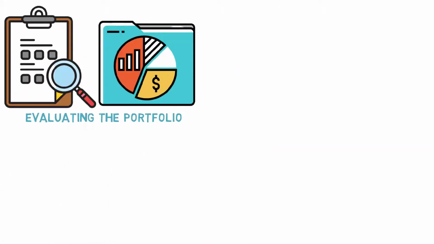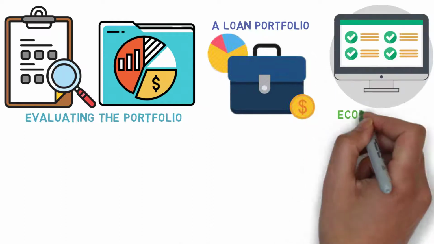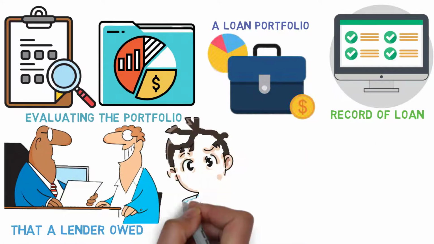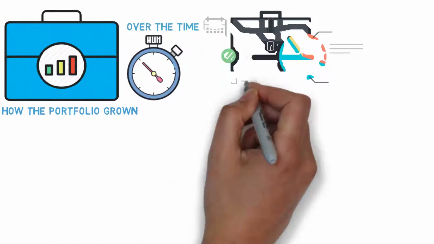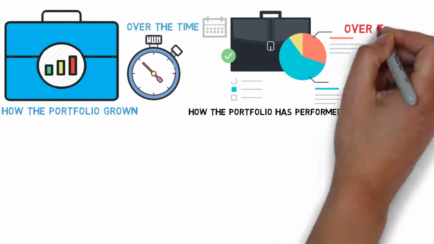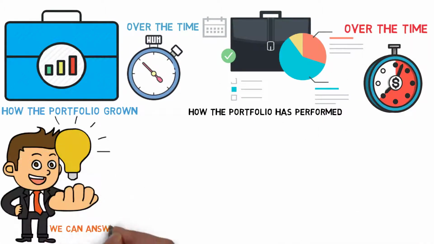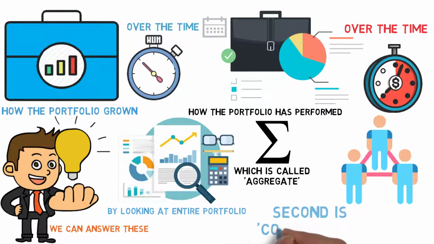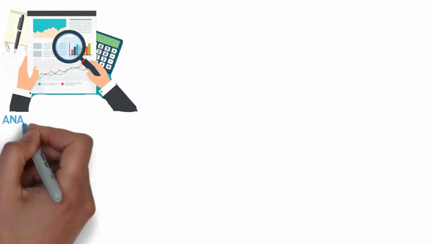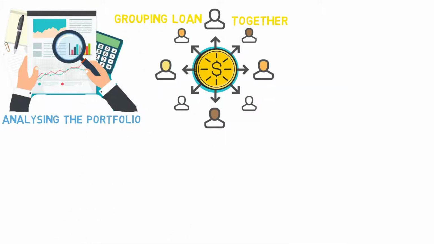Evaluating the portfolio. A loan portfolio is a record of loans that a lender owns. We have to understand these questions. How has the portfolio grown over time, and how has the portfolio performed over time. We can answer these by looking at the entire portfolio, which is called aggregate, and second is cohort basis, that is analyzing the portfolio by grouping loans together.